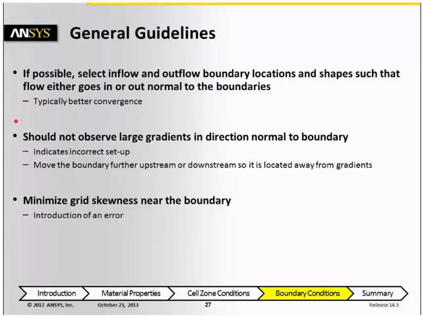You should not observe large gradients in the direction normal to a boundary. This could indicate a problem in the setup somewhere, or it could indicate that you need to move the boundary further upstream or downstream such that it's located away from the gradients. Finally, it's not desirable to have skewed cells near the boundary. Skewed cells introduce mathematical errors, and being in proximity to the boundary helps to propagate those errors into the interior of the domain.